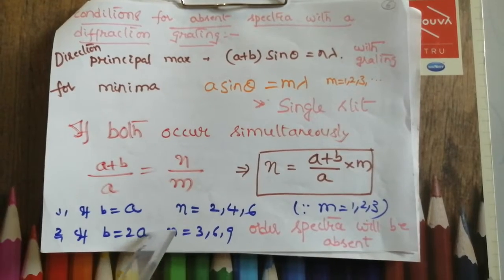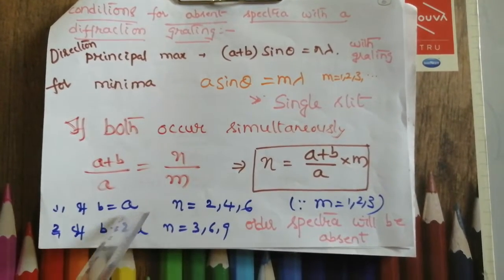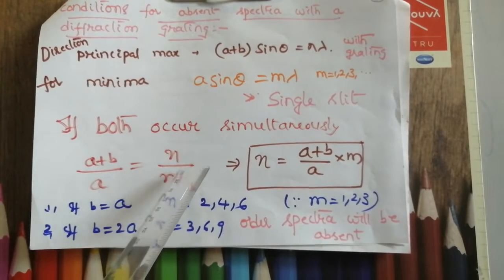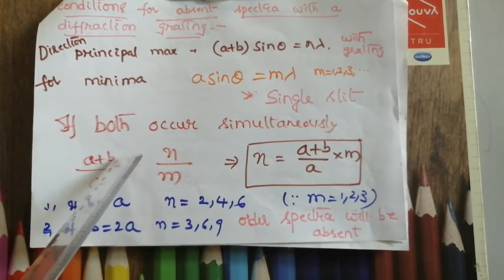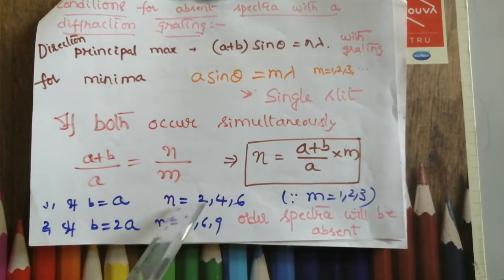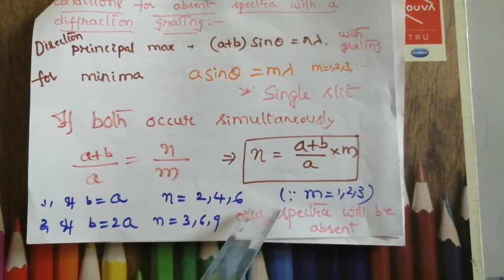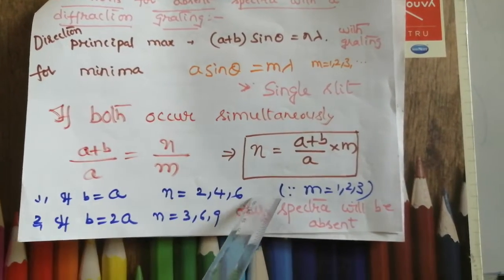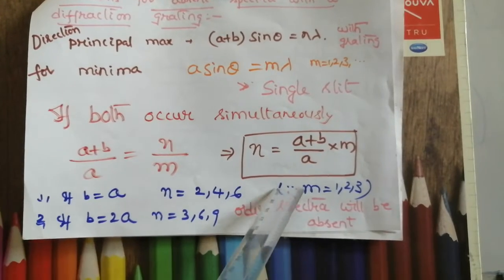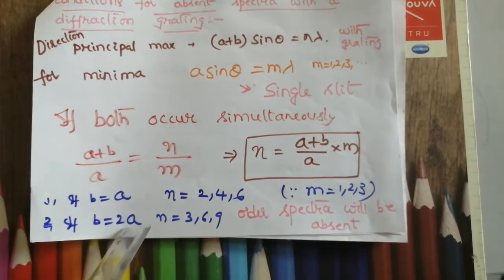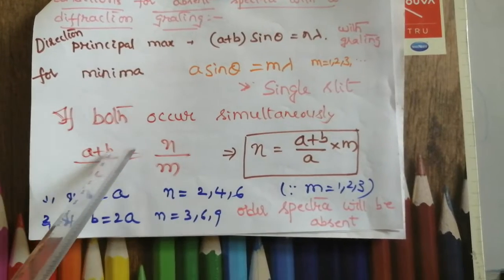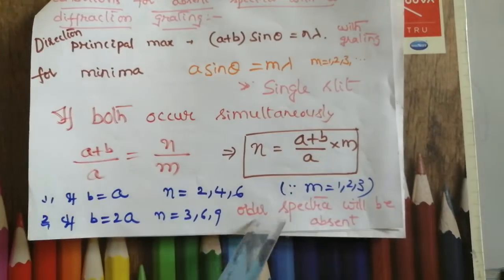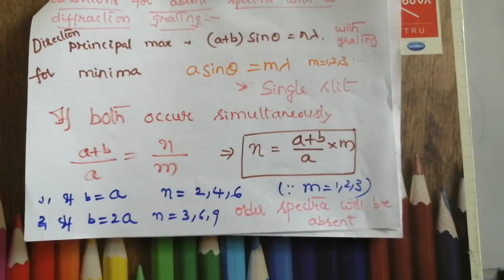So let us see the special cases. If b equal to a, that means the slit width and the separation between the slits are equal, then n equal to (a plus a) by a, 2a by a, 2m. So n equal to 2, 4, 6. So second order, fourth order, sixth order and all even orders will be missing in the final distribution curve. If b equal to 2a, then n equal to (a plus 2a) by a, n equal to 3m. So n equal to 3, 6, 9 order spectra will be absent in the final curve.